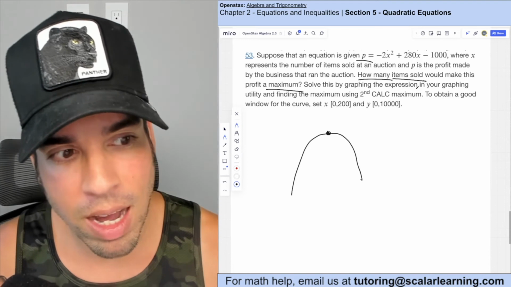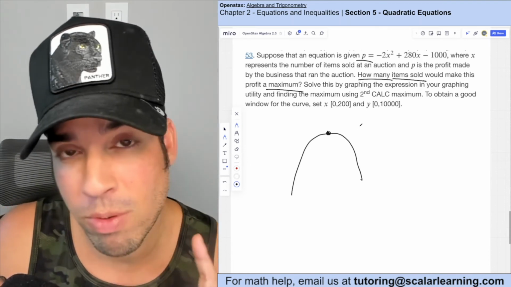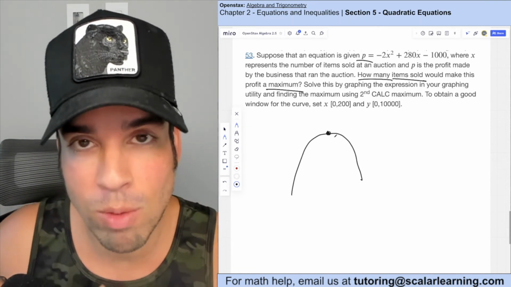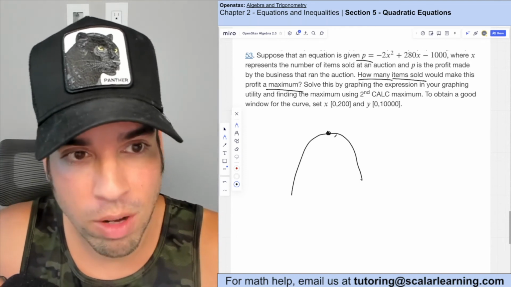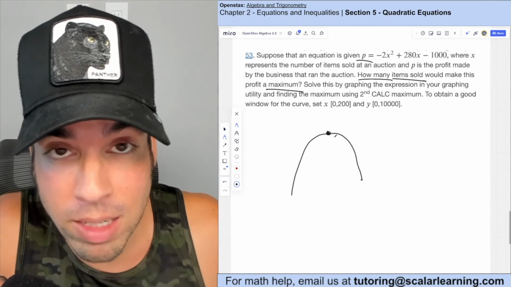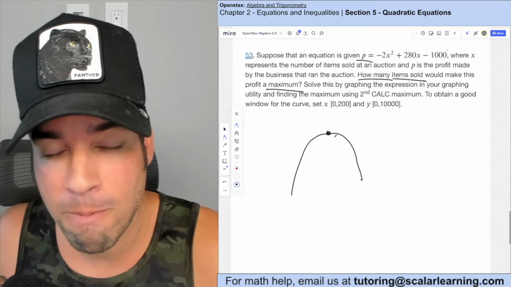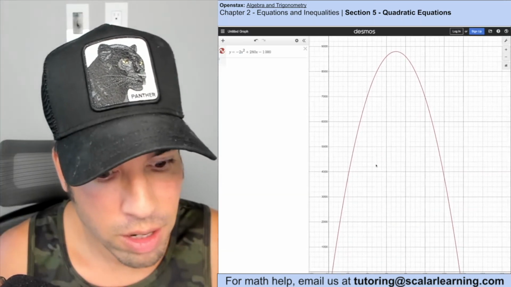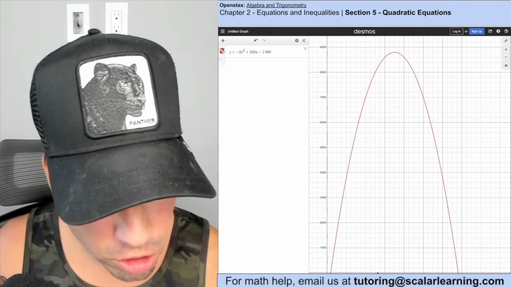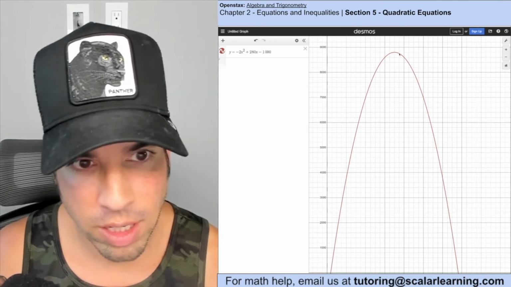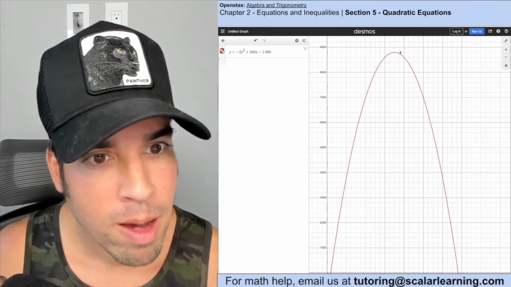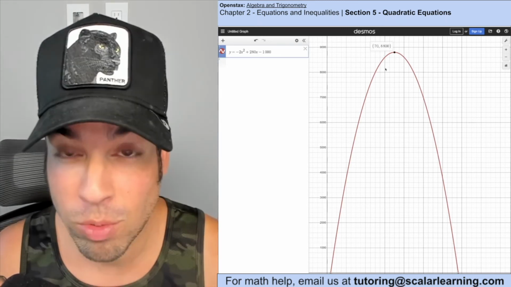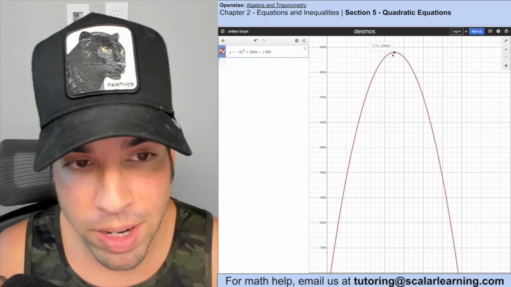And when they say how many items sold would make a maximum profit, we're not looking for the Y value, because that would actually give us the value of the max profit. We're looking at the number of items sold to get this amount. That's the X value. So I'm going to graph it. I'm going to show you what it looks like. You see how I adjusted the window as the instructions say, 0 to 200 on the X, 0 to 10,000 on the Y. But what we're looking for is that vertex, and it's really nice on Desmos because it auto finds it for you.